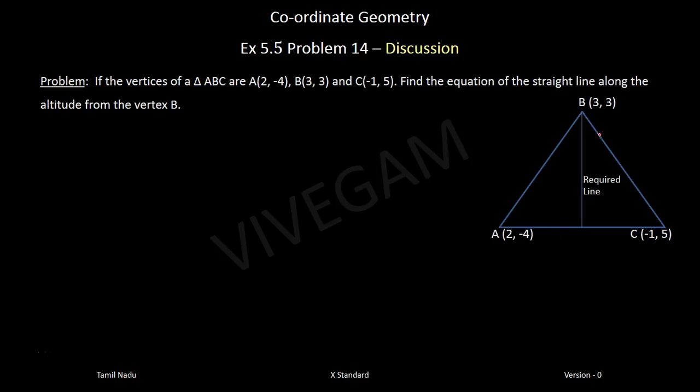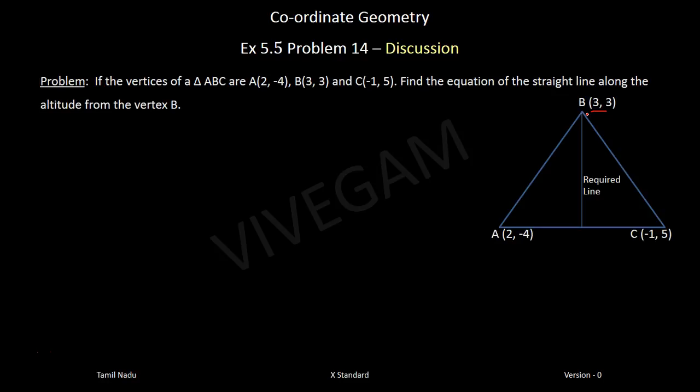You have one point already on this straight line. If you have the slope, we can calculate the equation. But you know, the altitude is perpendicular to AC, right? So you calculate the slope of the line AC using the two-point formula. Once you have that slope, you can calculate the slope of the altitude because it is perpendicular: it is the negative reciprocal of the slope of AC, because the product of the slopes of perpendicular lines is minus 1. So now you will have the slope and one point, and you use the slope point form to get the equation of the straight line.